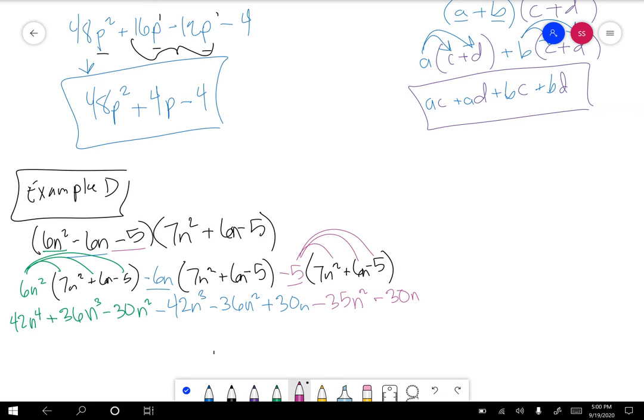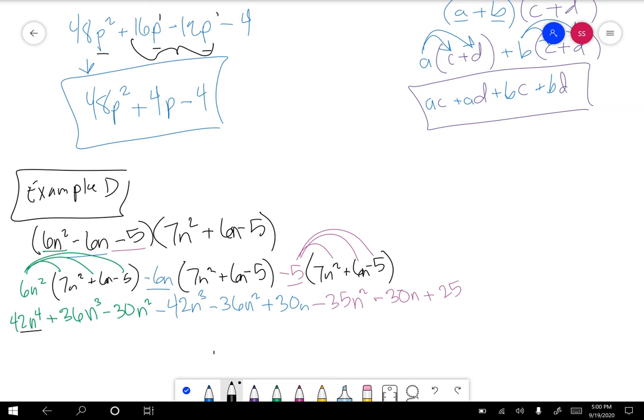Negative 5 times negative 5. Beware there. Negative times a negative is positive, so it would be positive 25. Are we done yet? No! Because we need to combine like terms. Always combine like terms. So let's see what like terms we have here.